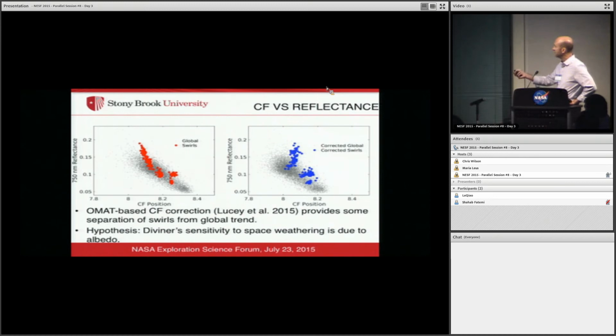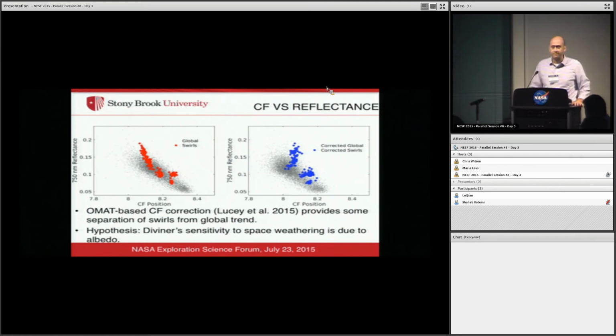And then we actually see some separation of the swirls from the global trend once we correct all this data. And this actually makes sense. Swirls in general, compared to the global data, are brighter and less mature. They have higher OMAT values compared to the whole global trend. So we're actually correcting the swirls less than we are the rest of the planet on average, and so we see some separation of the swirls in the global trend.